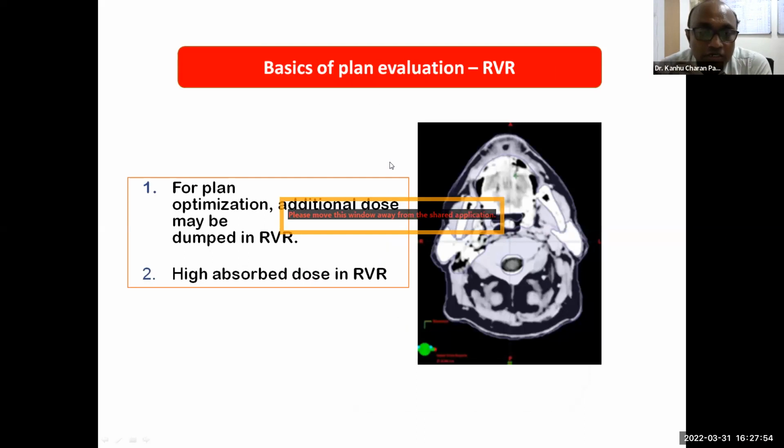Another is called remaining volumetric risk. This is the RVR concept. If you constrict and do a tight plan with a good conformity index and homogeneity index, most of the low dose will spread out into the remaining part outside the target. That is known as RVR.